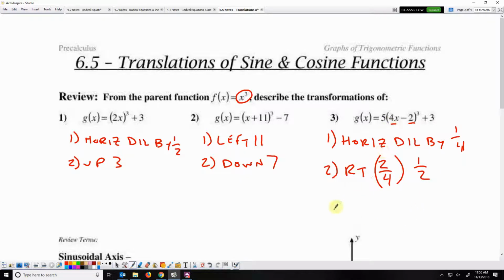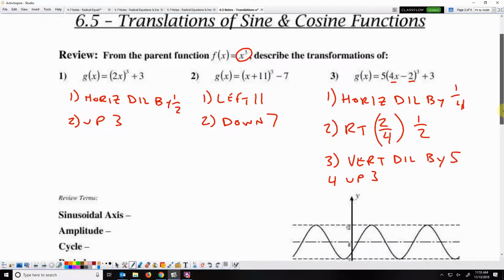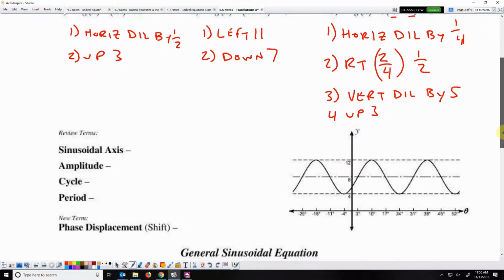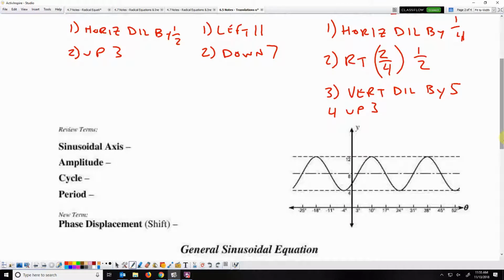Then outside there's a dilation. So there's a vertical dilation by 5, so it gets 5 times taller, and then it shifts up 3. So we're going to use those transformations as we continue to graph sine and cosine waves.